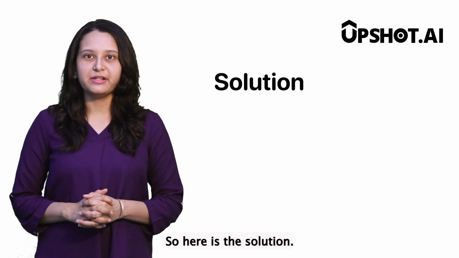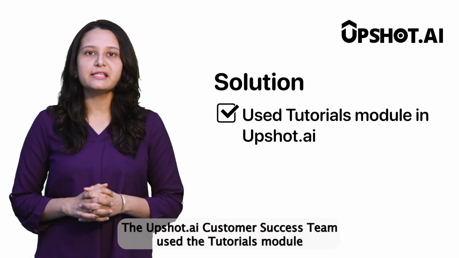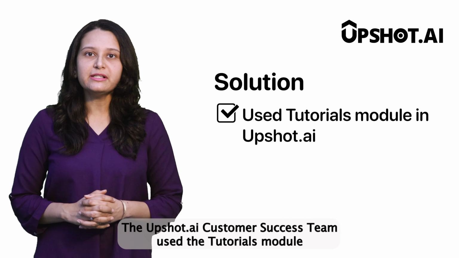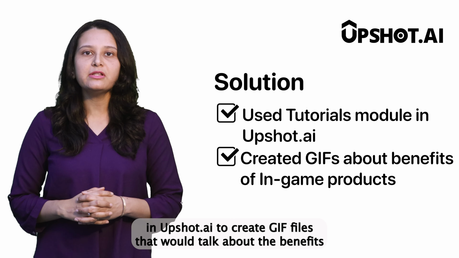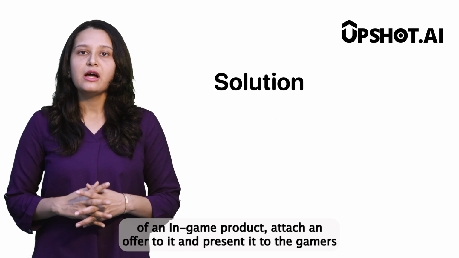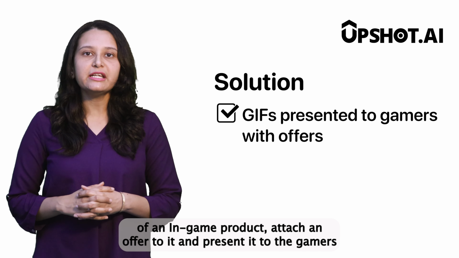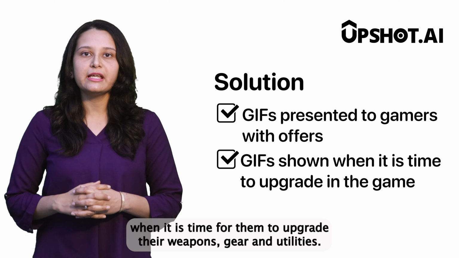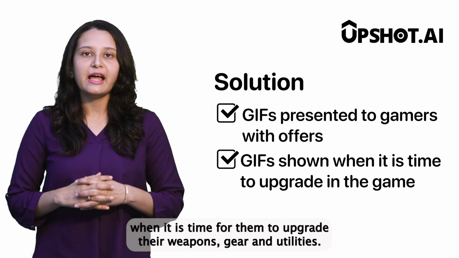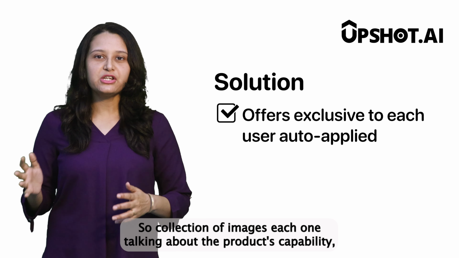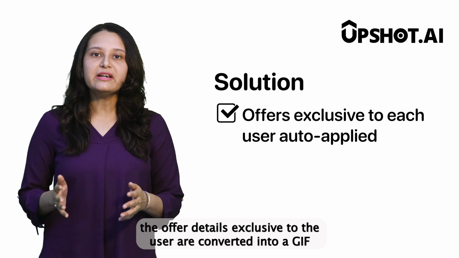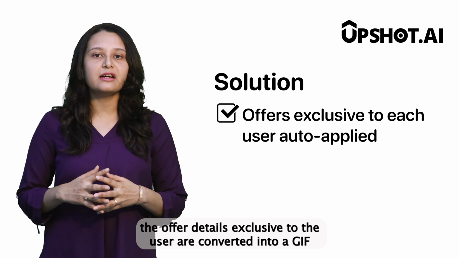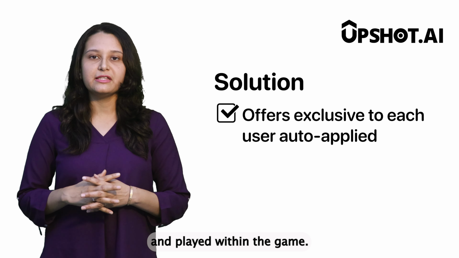So here's the solution. The Upshot.ai customer success team used the tutorials module in Upshot.ai to create GIF files that would talk about the benefits of an in-game product, attach an offer to it, and present it to the gamers when it is time for them to upgrade their weapons, gear, and utilities. So a collection of images, each one talking about the product's capability, the offer details exclusive to the user are converted into a GIF and played within the game.